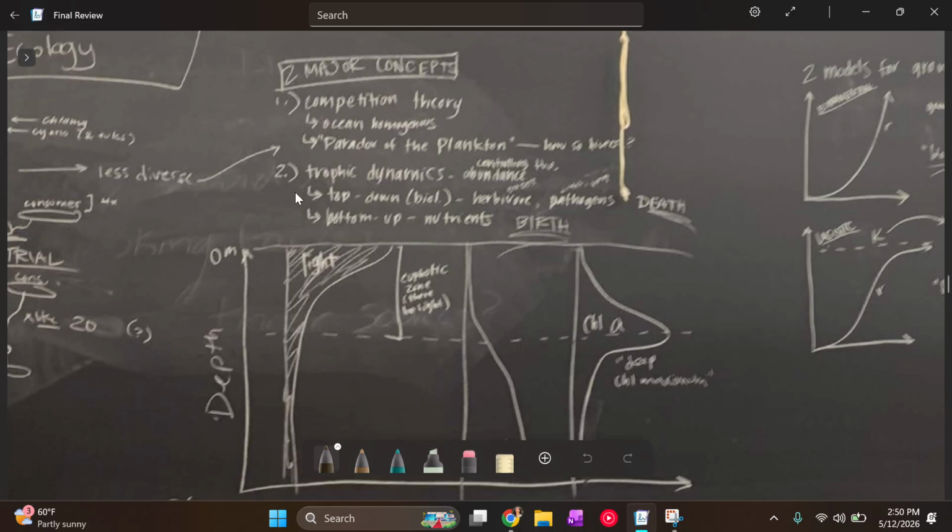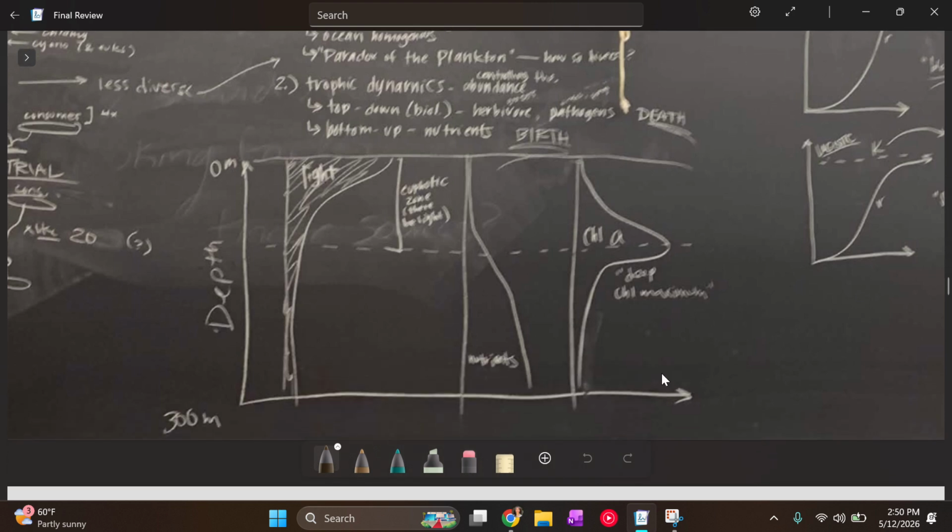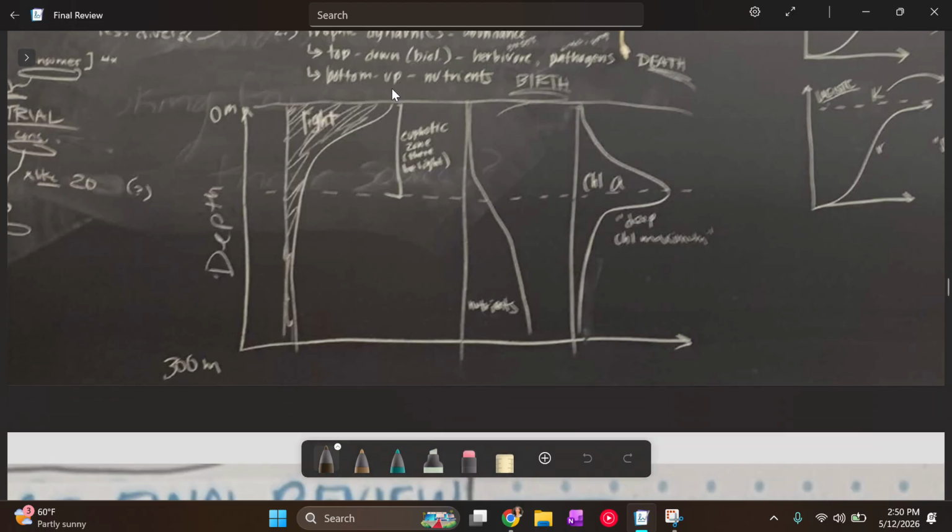But there's also trophic dynamics. There's two ways that algal populations are controlled. One is top down, like things eating the existing algae, or killing it like viruses, or bottom up, which is how the algae can exist, so nutrient availability, for example. And then you should definitely know this graph.